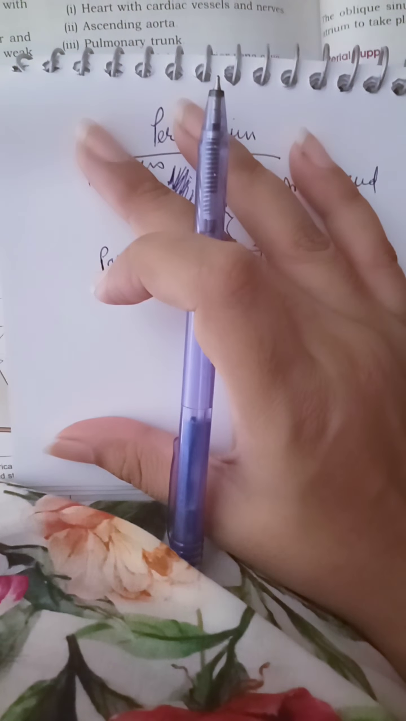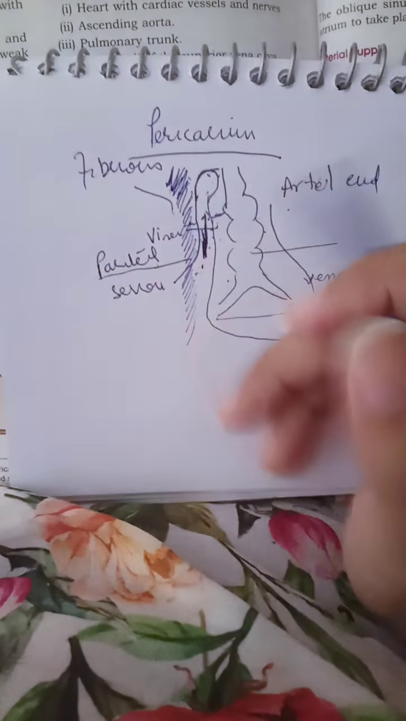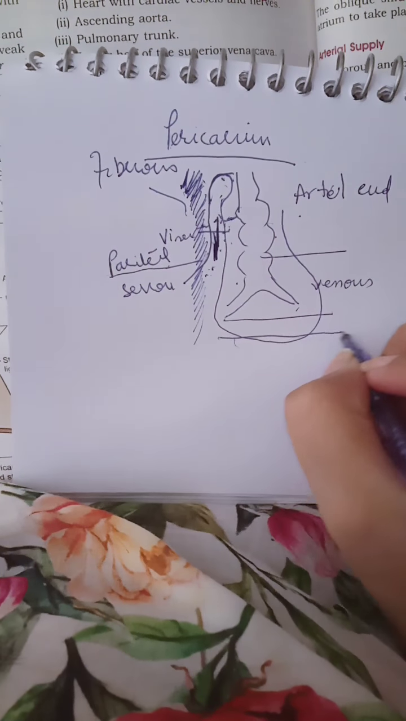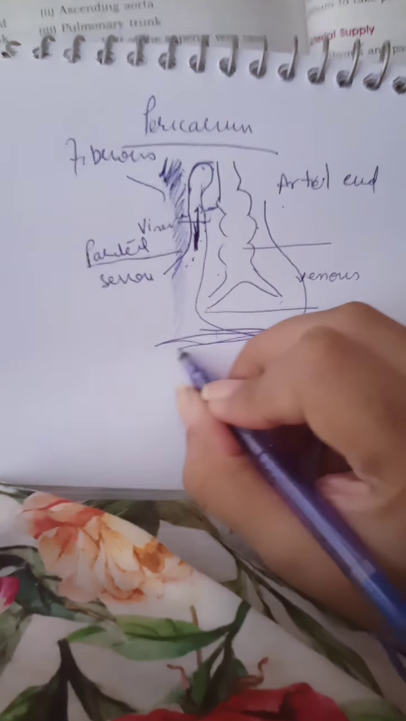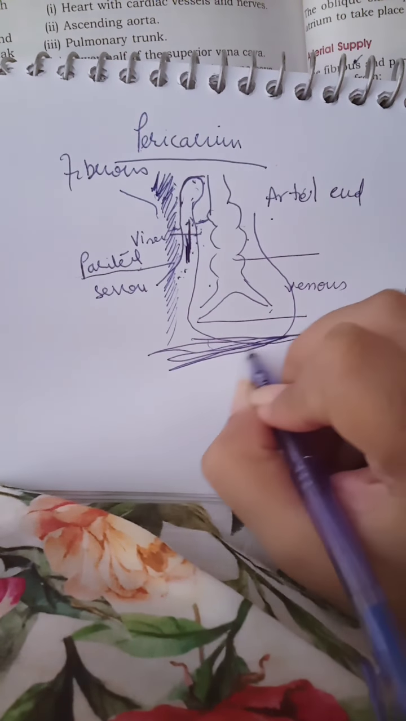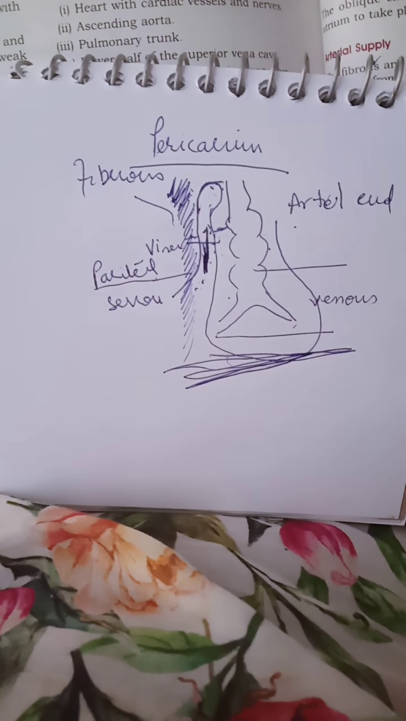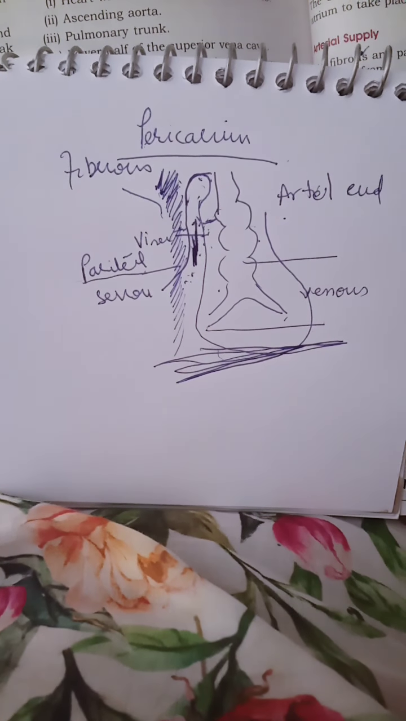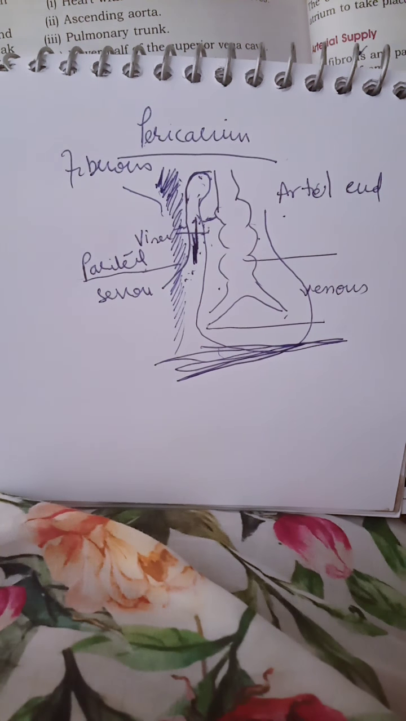The fibrous pericardium will be related, and at the base, this one will be the base of the heart, and at the base of the heart the fibrous pericardium will merge with the central tendon of the diaphragm. What is the central tendon of the diaphragm? I will explain further in another video.